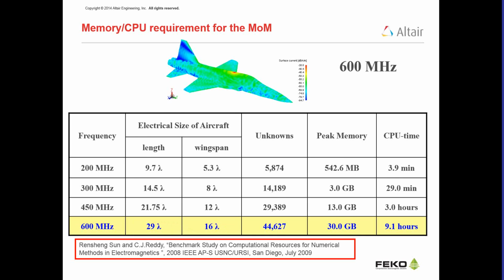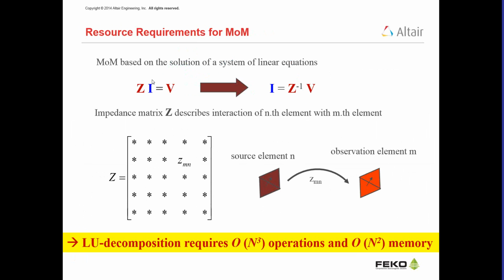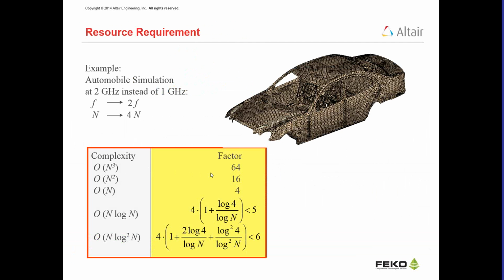Just briefly looking at the resource requirement, basically you have to invert the Z matrix here, which takes order of n cubed operations, and order of n squared memory. This means that if you solve a problem at one frequency in, let's say, one hour, it takes 64 hours to solve that same problem if you double the frequency. Same thing with the memory. If it takes 1 gigabyte for one frequency, and you double the frequency, it takes 16 gigabytes. This is not a sustainable model when you keep going to electrically large structures.